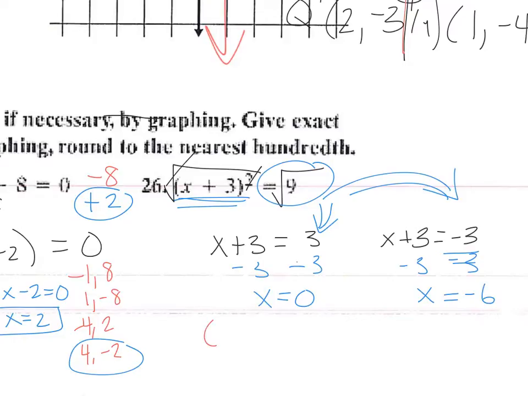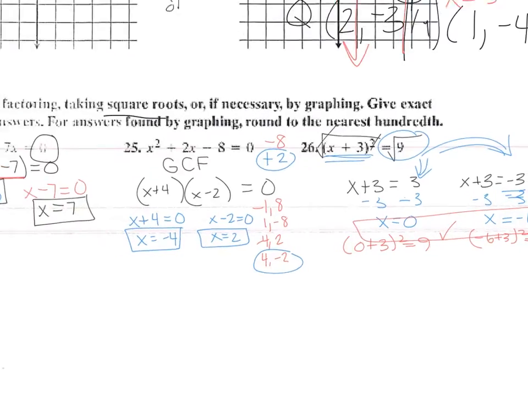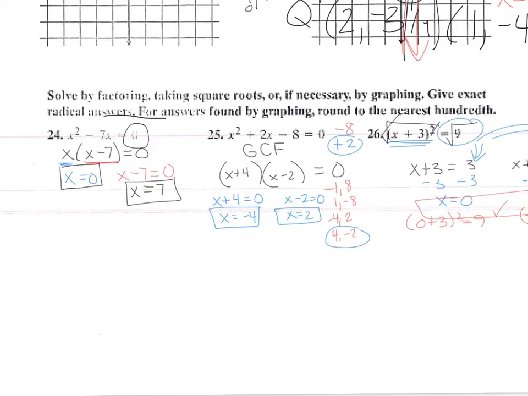So if you do 0 plus 3 and you square it, you get 9. That's true. If you do negative 6 plus 3 and you square it, you do get 9. That's true because this will be negative 3 squared, and that's going to be a positive because it's in parentheses. So it works. So here are my two solutions. If you think about the solutions of a parabola, it's where it crosses the x-axis. So this parabola opens up because this is positive, and the x-intercepts are 0 and 7. So it looks something like this.